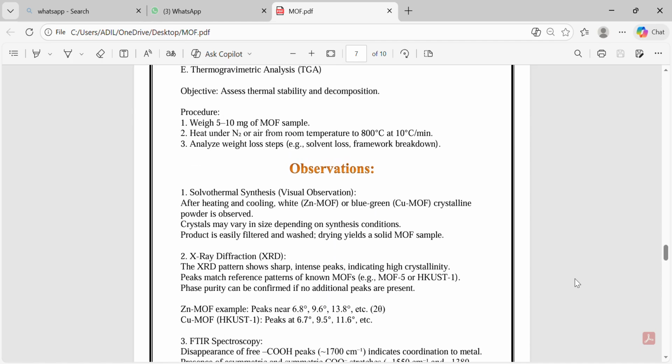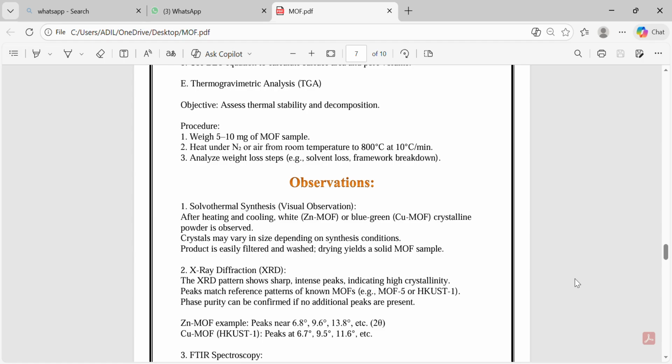The last one is the thermogravimetric analysis. In this, we check how stable a MOF is when it is heated. The question here is how it works. We take a tiny sample, 5 to 10 mg, and heat it from room temperature to 800 degrees Celsius at 10 degrees Celsius per minute in nitrogen or air. The weight of the sample decreases in steps, showing when solvents leave or the structure breaks down.